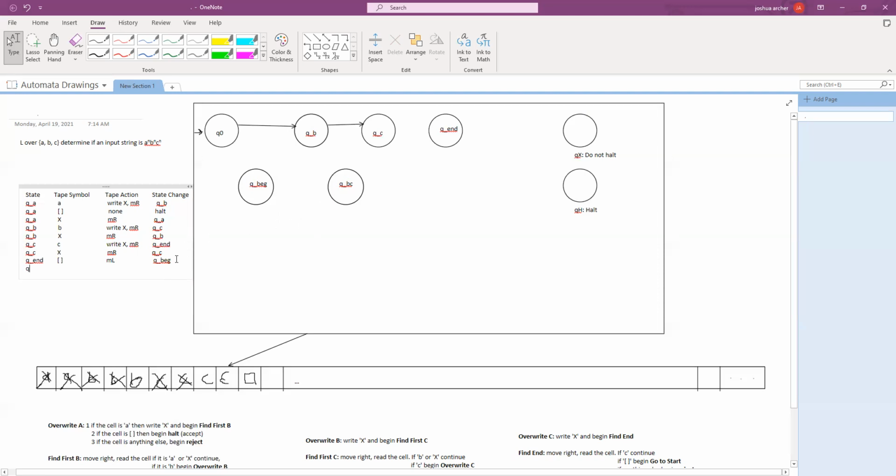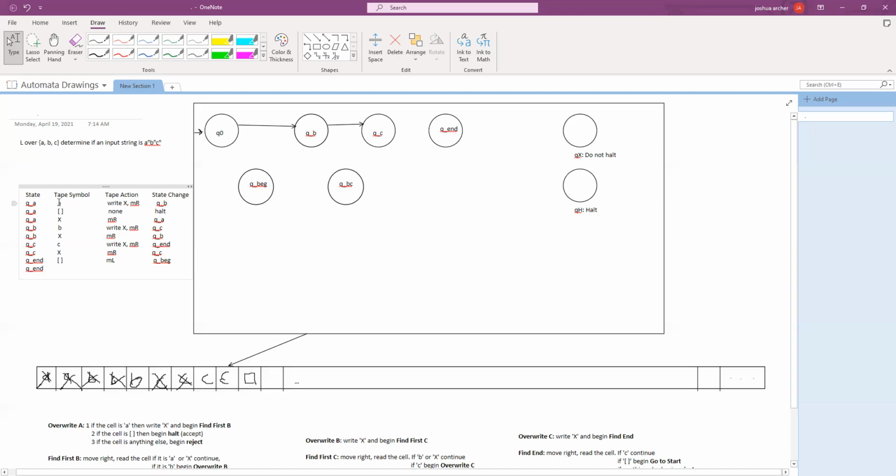If I'm in Q end, as in I need to find the end of the tape, and I find, what else could I find? All right. So I think I missed one here. So let's say I'm in QA, meaning I need to find the first A.